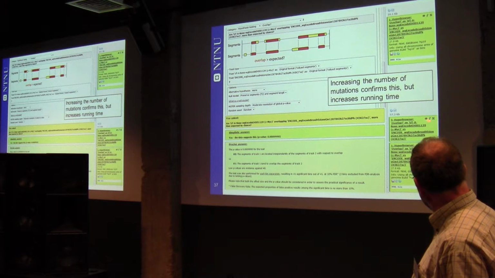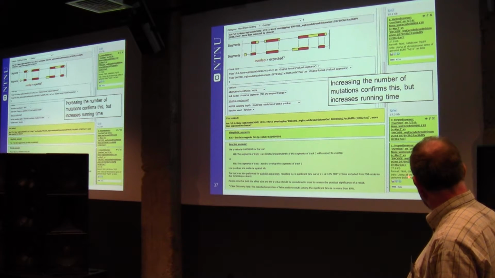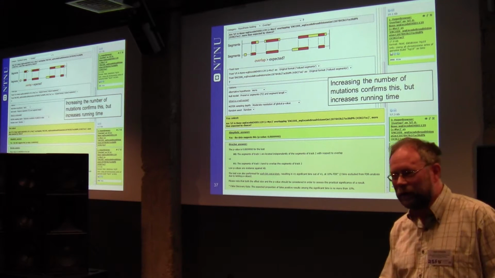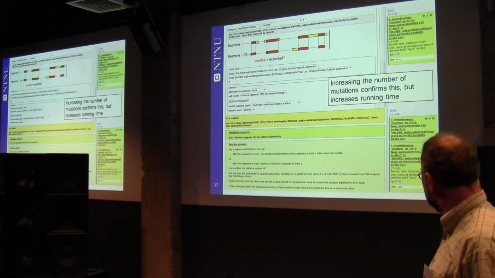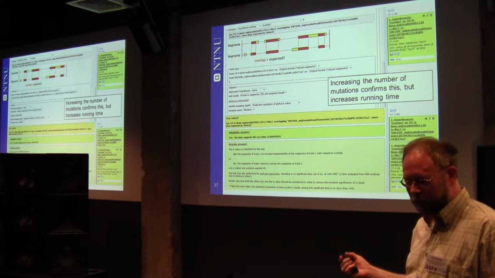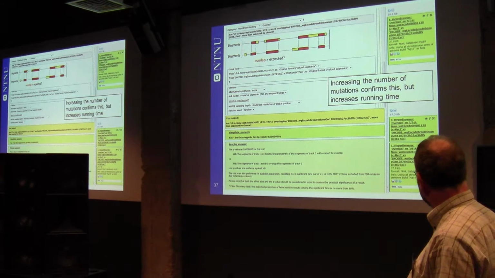You click on this eye to open the window and look at the result. You click on this one to rerun it, so you keep all the parameter settings. But then you can change one or two parameters and run it again.